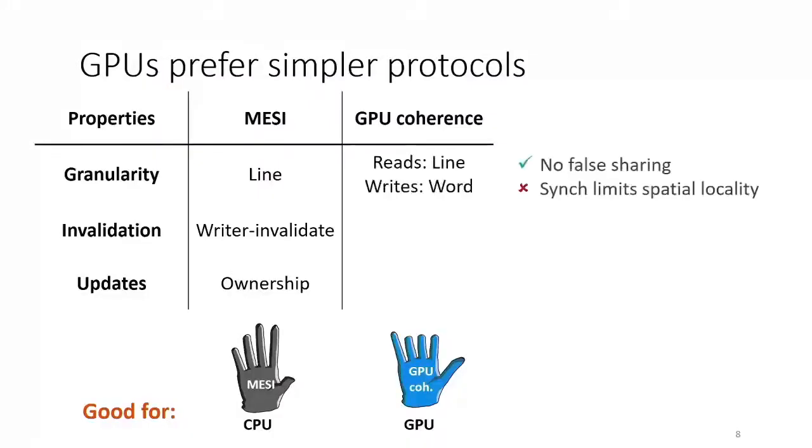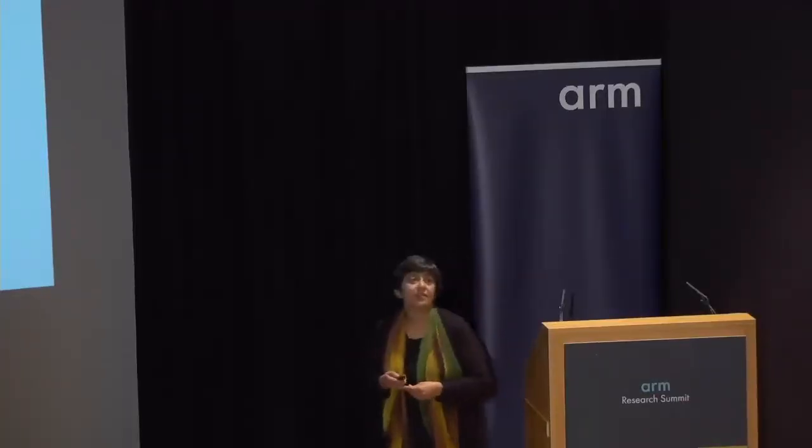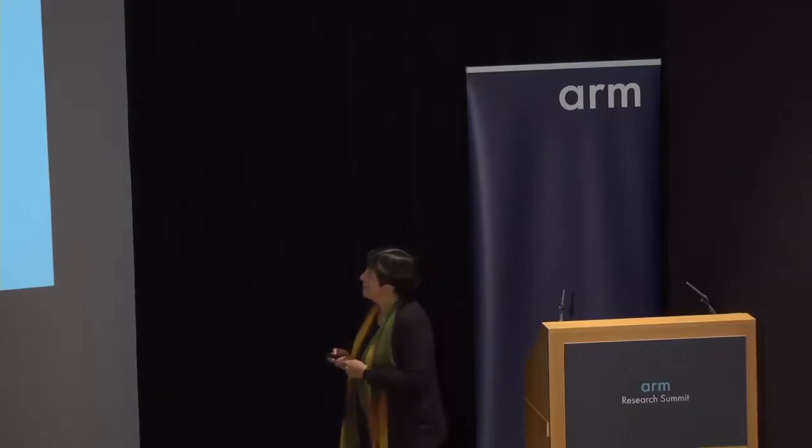So on these dimensions, if you look at granularity, GPUs read at line granularity, but they typically write at cache word granularity. So this is great because there's no false sharing, because you're writing at the word granularity. However, these word-based writes need to be sent out to the next level of the cache hierarchy at synchronization points, limiting spatial locality to synchronization points.